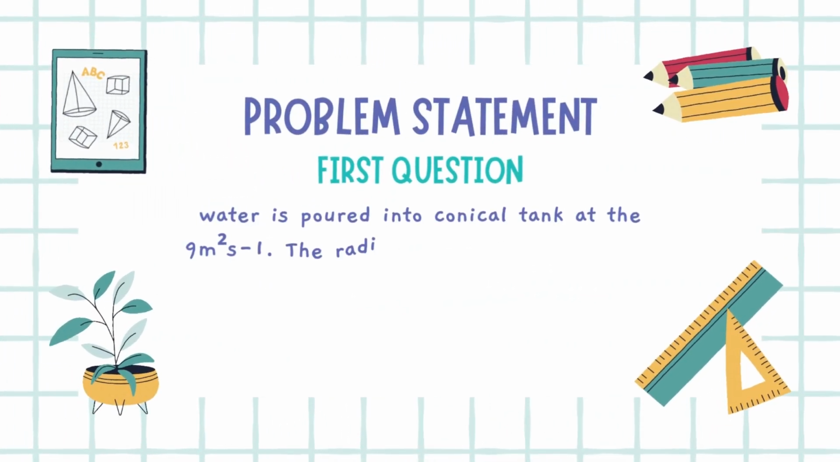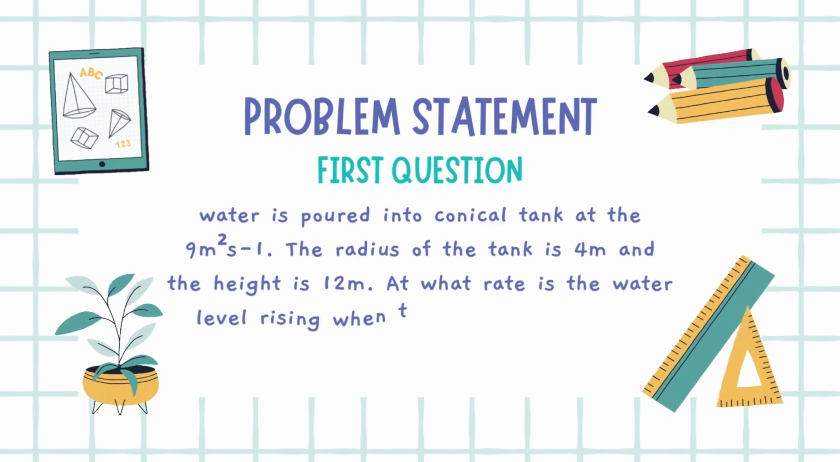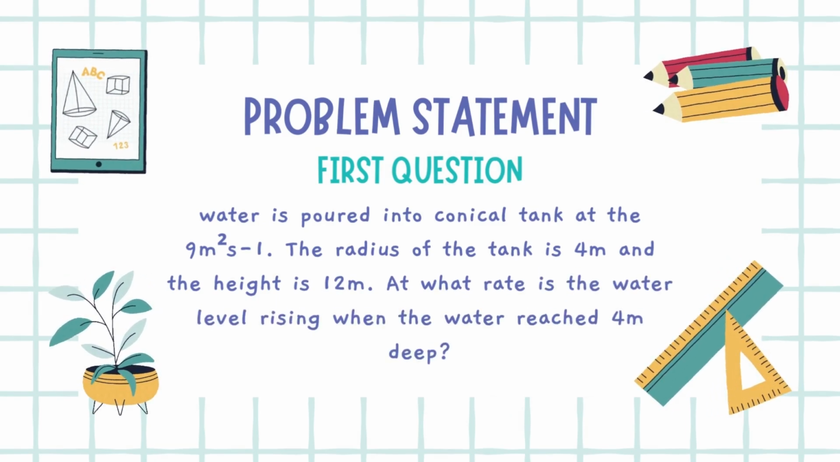This question is about how you calculate the rate of the water. In the equation, water is poured into a conical tank at 9 m³ s⁻¹. The radius of the tank is 4 m and the height is 12 m.